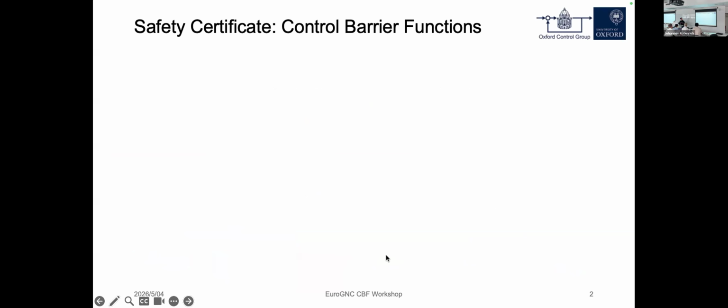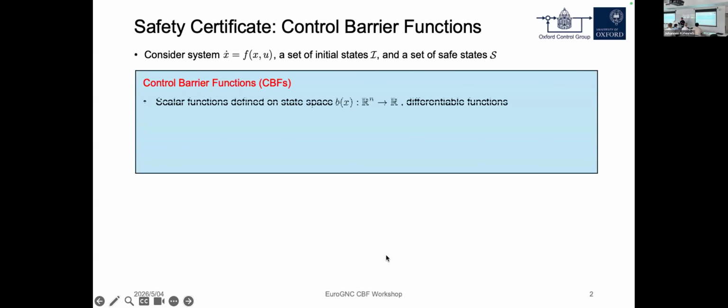I will use one slide to introduce the concept. We consider a continuous-time dynamical system described by a vector field x dot equals f of x and u, where we have a set of initial states, denoted by calligraphic I, and a set of safe states, denoted by calligraphic S. By control barrier function, we mean a scalar function defined on the state space, a map from R^n to R, and we assume it is differentiable.